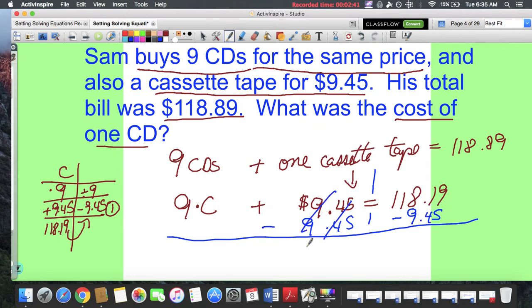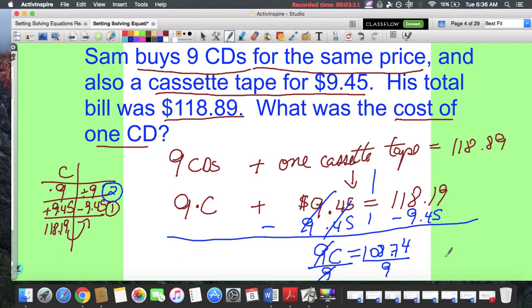So this 9.45 will be 0. 9C is going to come down, so I get 9C equals, 9 minus 5 is 4, 11 minus 4 is 7, 17 minus 9 is 8, and 0. So I'm going to be left with $108.74. Second thing I have to do is divide by 9. Divide by 9 and divide by 9. And then this cross out, and then 108.74 divided by 9, you can use your calculator.